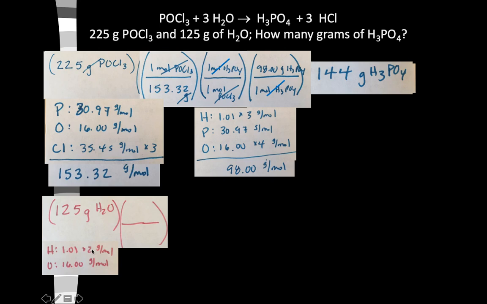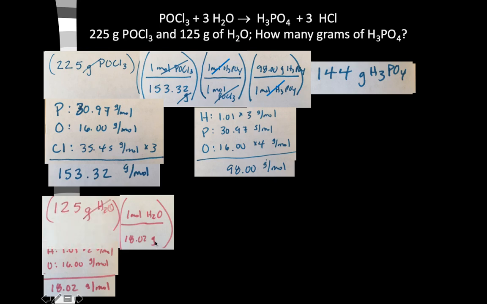H2, 1.01 times 2 plus 16. H2O, add it all up, 18.02 grams per mole. Look, review DA. Grams is on the top here, so it needs to be on the bottom here so that it will cancel. So grams cancels. I'm at moles of water.